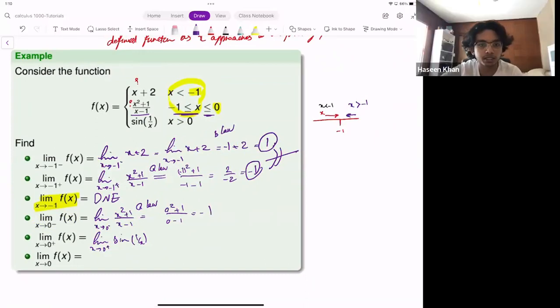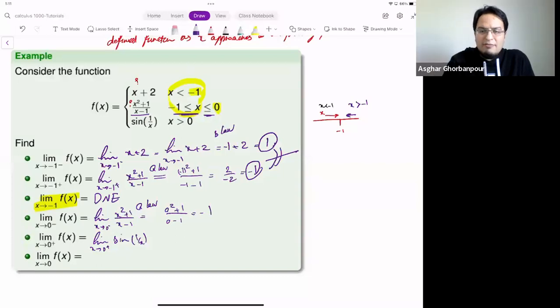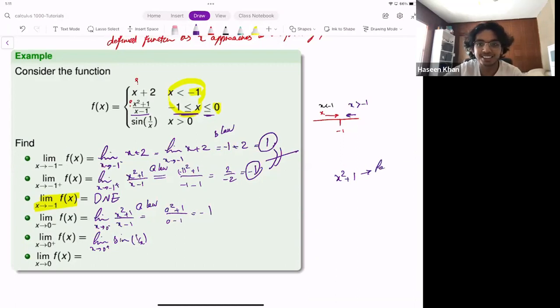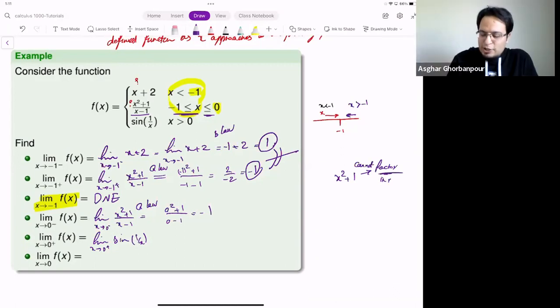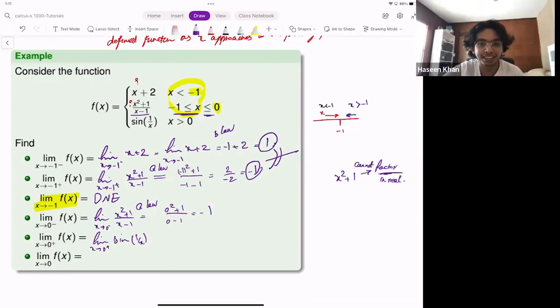Yeah, so my question is, for the second limit among these examples, what would happen if you factored x minus 1 from the top? The top one doesn't have a factor of x minus 1. x squared plus 1 doesn't have a factor of x minus 1, at least in real numbers. Oh, right. Yeah, that makes sense. Sorry, I made a mistake in my calculation.